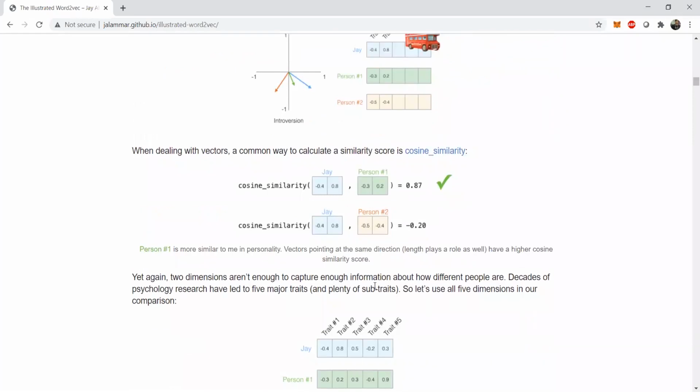And the cosine distance similarity is also an important metric of finding the similarity between the vectors. And we find that vectors which are along a similar direction, with similar lengths, are more likely to be similar semantically. So keeping that in mind, we can compute the semantic similarity by using the cosine similarity of these individual features that we have. And we find that person one has a cosine similarity with J of around 0.87, whereas person two has a negative cosine similarity score, that is minus 0.20. So person one is more similar to J, as we can see by this.